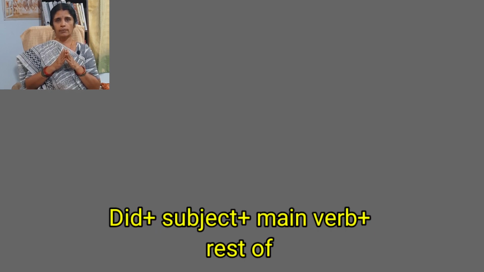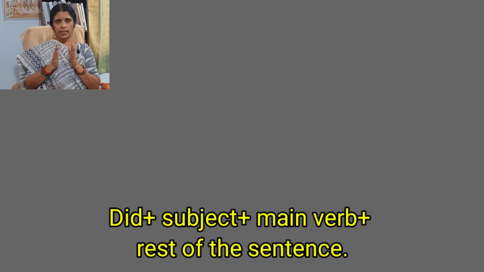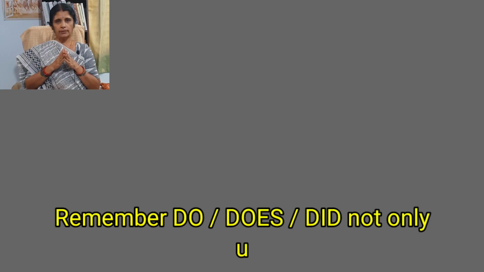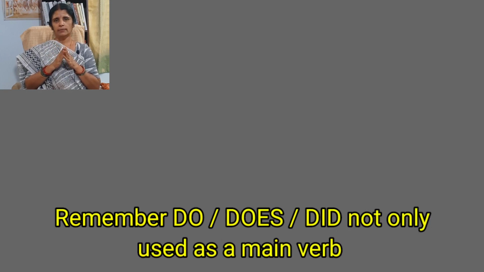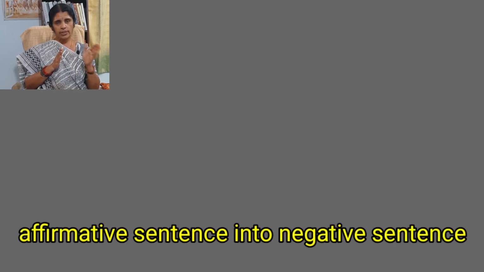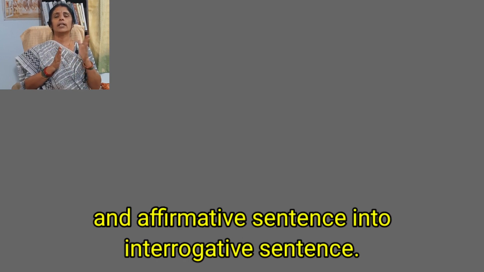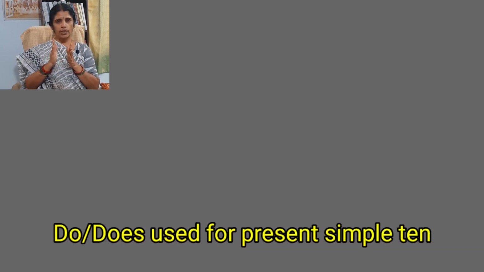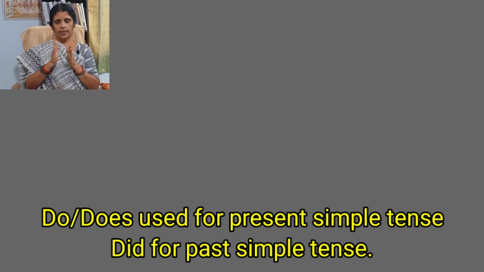The structure of an interrogative sentence in the past simple tense is did plus subject plus main verb plus rest of the sentence. Dear friends, remember, do, does, did are not only used as a main verb but also used as a helping verb to convert an affirmative sentence into a negative sentence and an affirmative sentence into an interrogative sentence. Do, does are used for present simple tense, did for past simple tense.